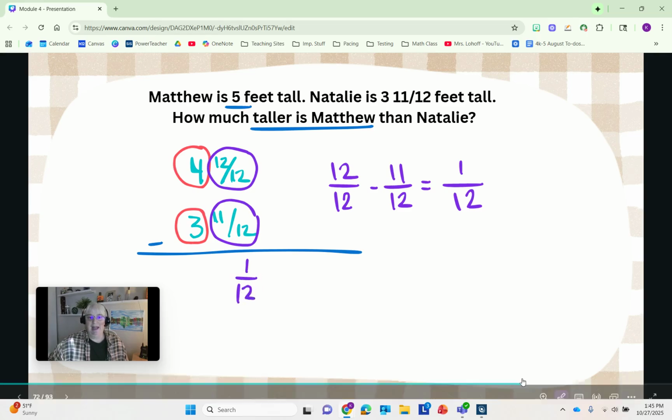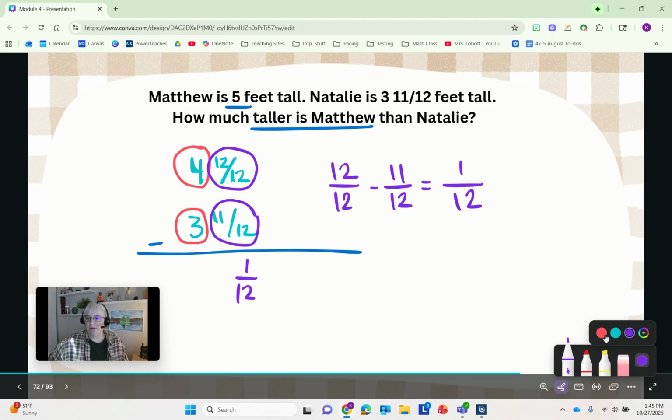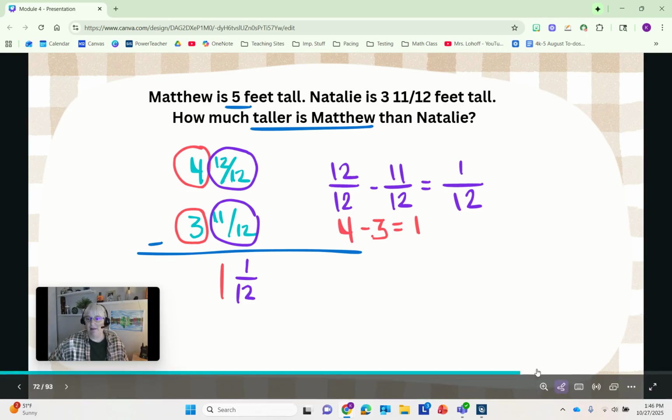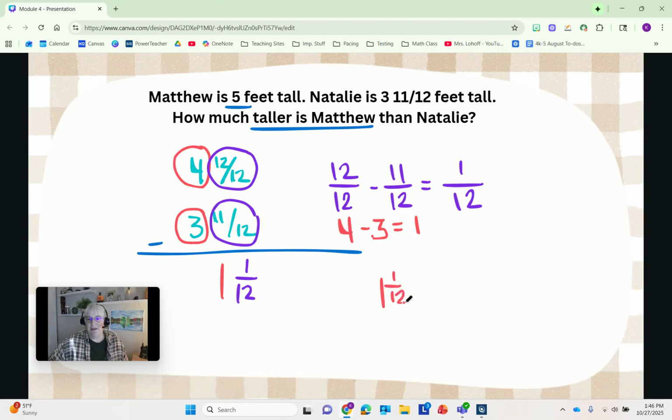Now I'm going to come back and in red ink, I'm going to do the subtraction of our whole numbers. 4 minus 3 equals 1. So the final answer for how much taller is Matthew than Natalie? Matthew is 1 foot and 1 inch, or 1/12 of a foot taller than Natalie. Let me put that all in one nice color here. 1 and 1/12.